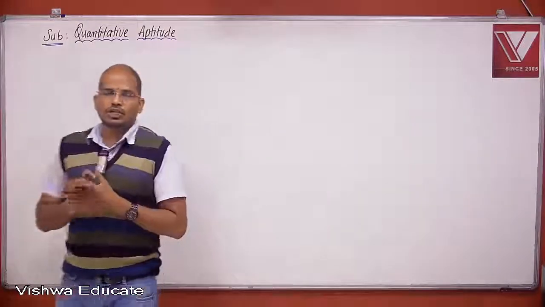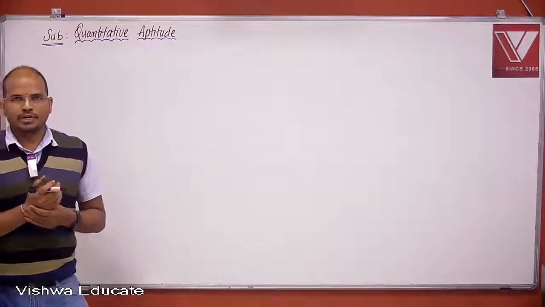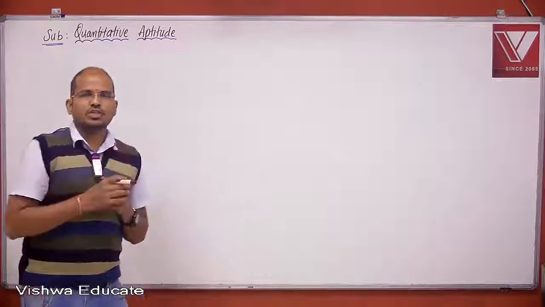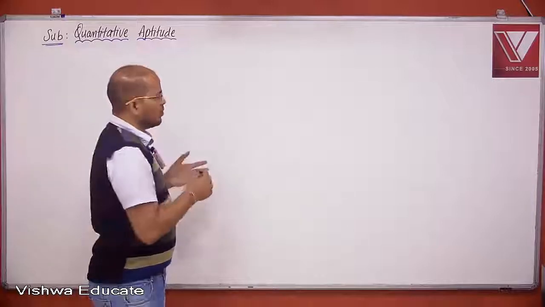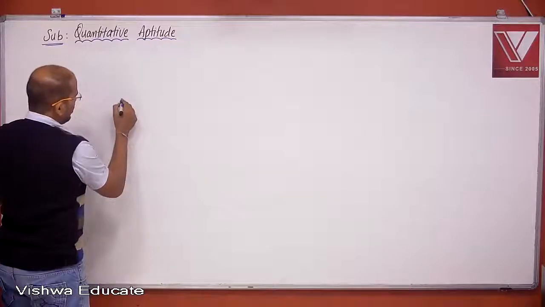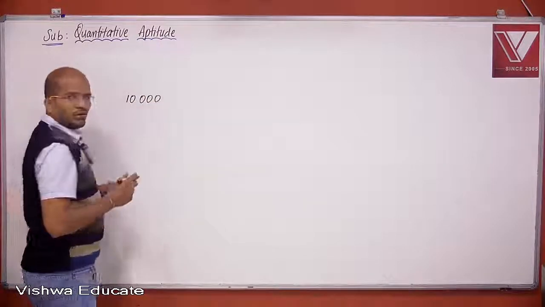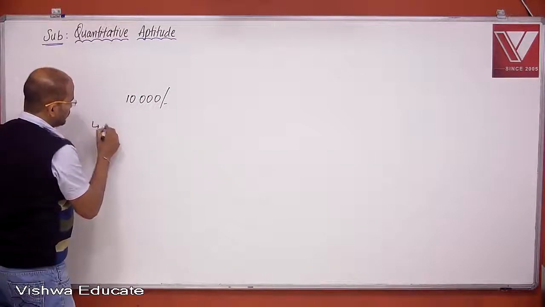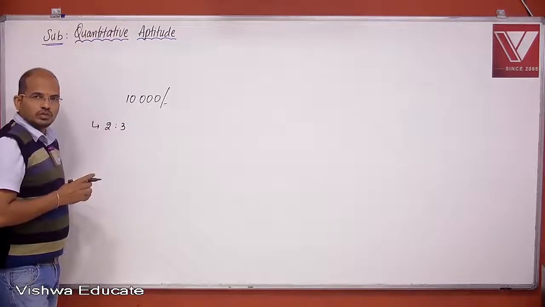So we have seen what a ratio is. We have seen the duplicate, subduplicate, triplicates and subtriplicate, and we have seen the method of converting a fractional ratio into an integral ratio. Okay, so what is the concept of ratios in real life? For example, I want to divide some 10,000s in the ratio of 2 is to 3.